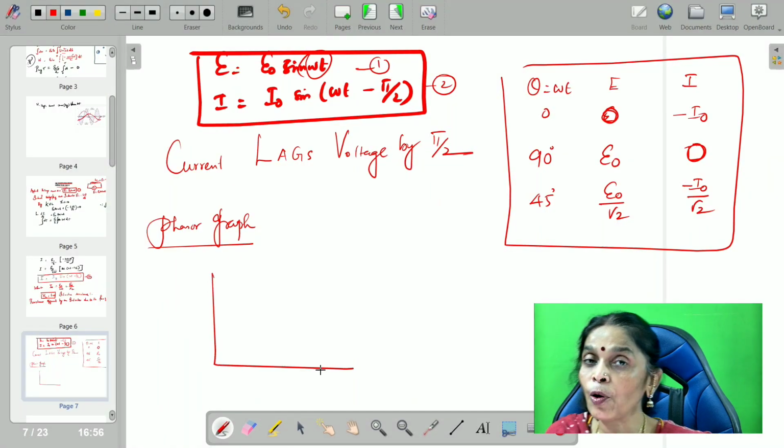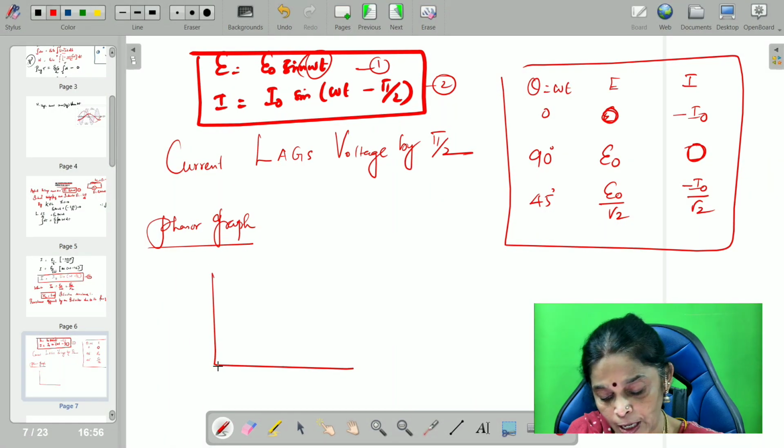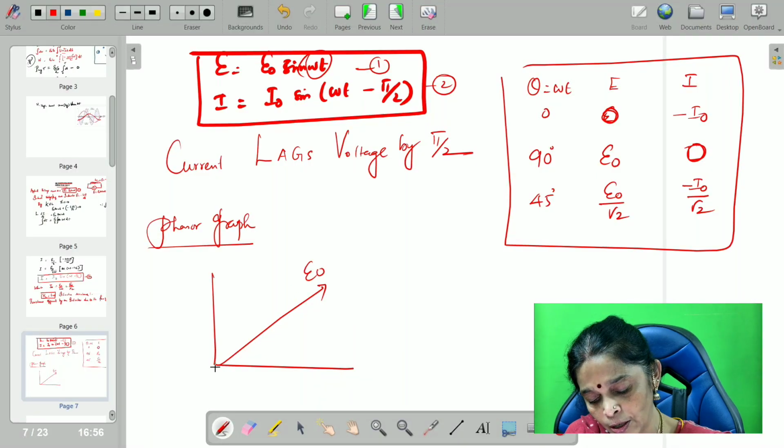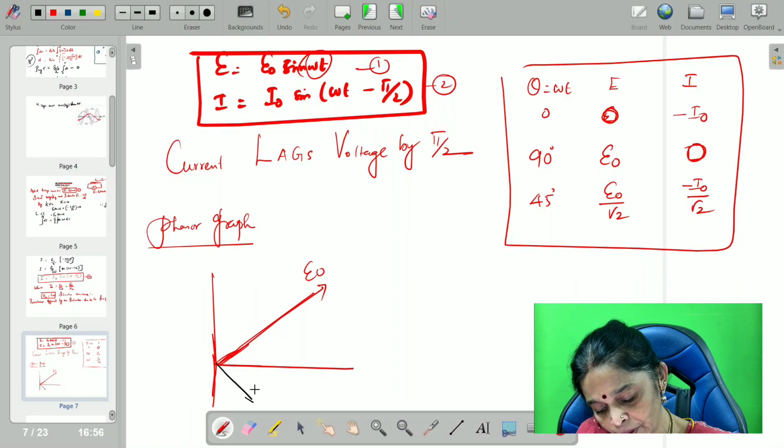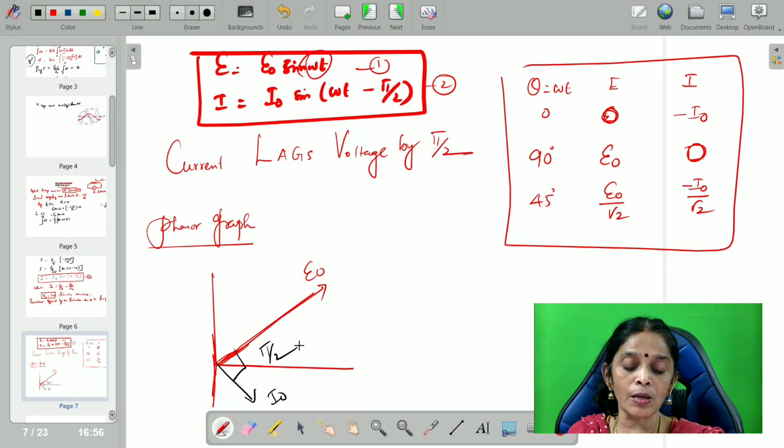In that phasor graph, I already pointed out the first quadrant is meant for E naught. So first quadrant is E naught. Current lags the voltage. Since it is lagging the voltage, I am going to take it to here. This is I naught by an angle of pi by 2. That is all, children, the phasor graph.